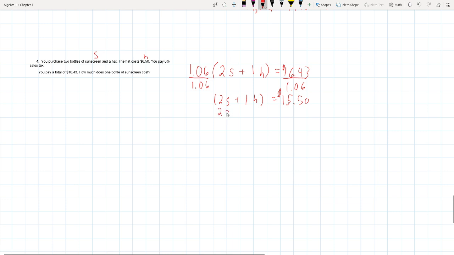Alright, so we still don't know the cost of a sunscreen, but we do know the cost of a hat. A hat is $6.50. That's going to still equal $15.50. Now I'm going to subtract the cost of the hat. So 2 bottles of sunscreen equals $9. I divide everything by 2, and I get a bottle of sunscreen is $4.50.